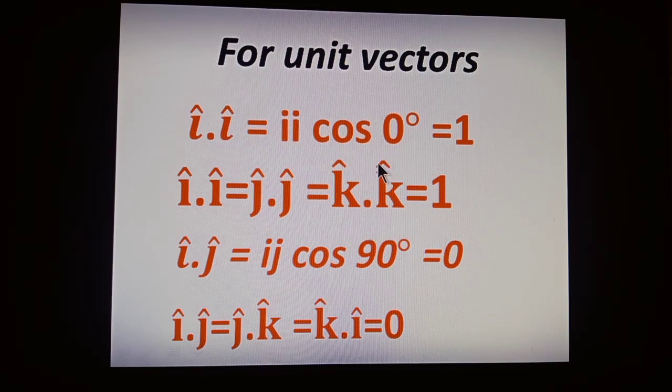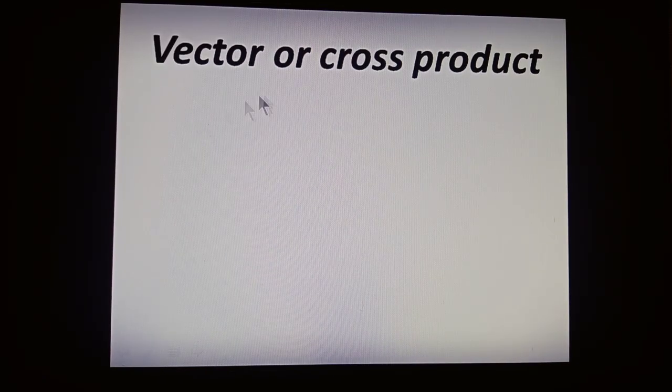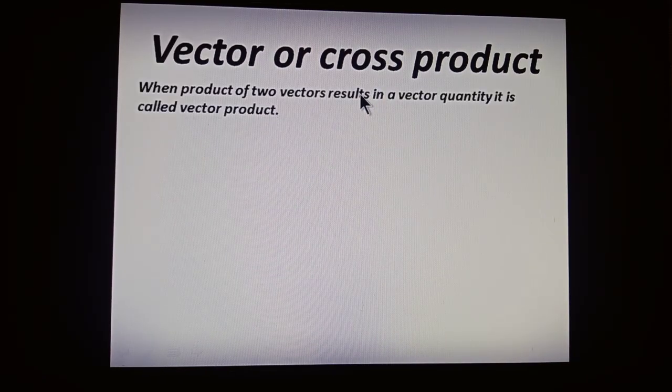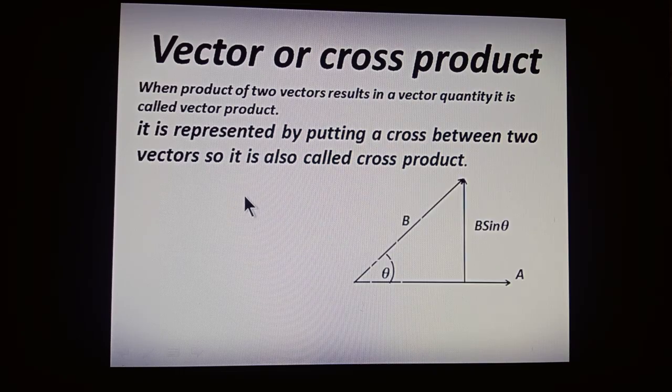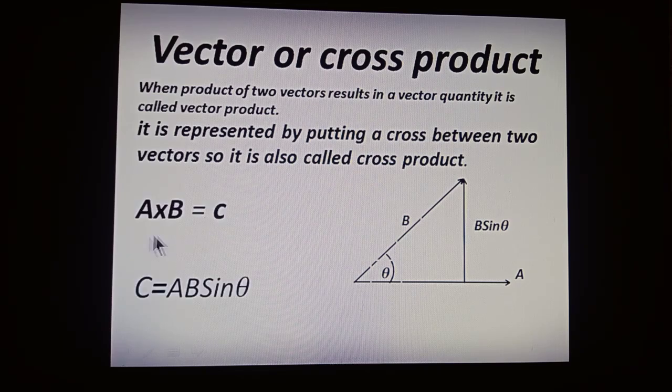Next is the multiplication of vector that we call cross product or vector product. When we multiply two vectors and product is also a vector quantity, then we call it vector product or cross product. Again, consider the example of two vectors A and B. Then their cross product is represented by putting a cross between them. So we call it cross product. If A and B are two vectors making angle theta, then their cross product equals a third vector C, whose magnitude is equal to AB sine theta.